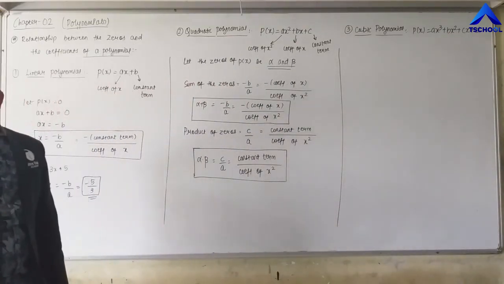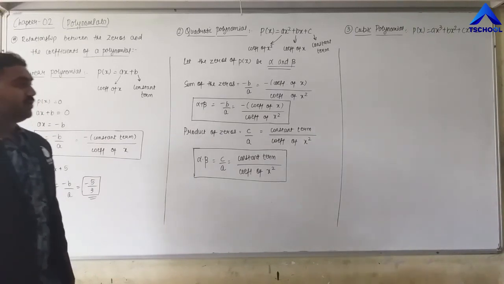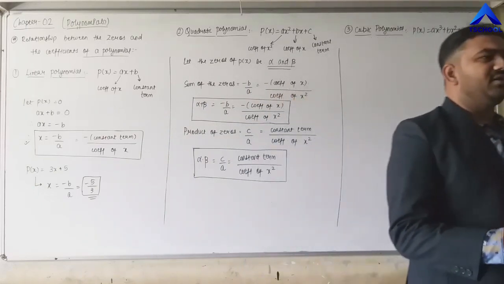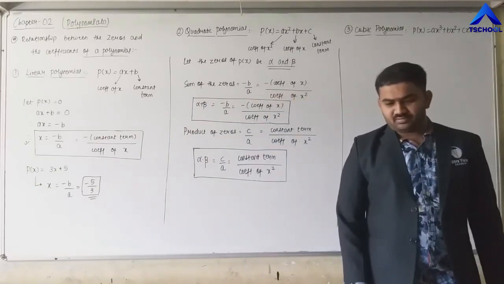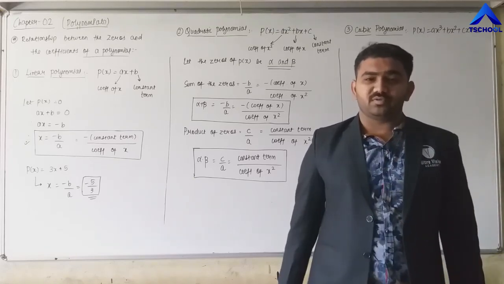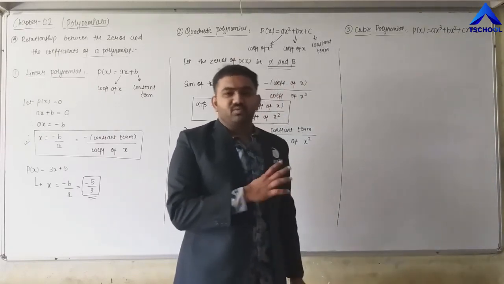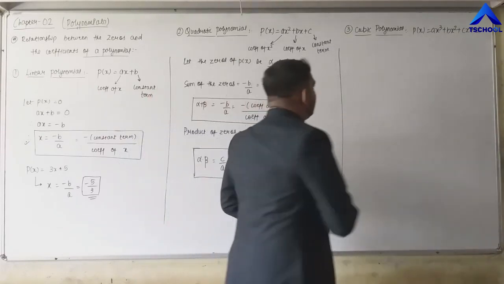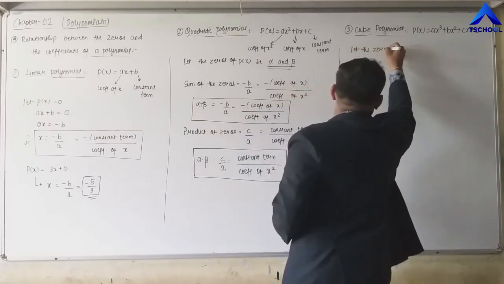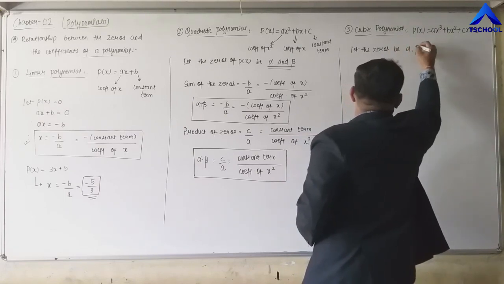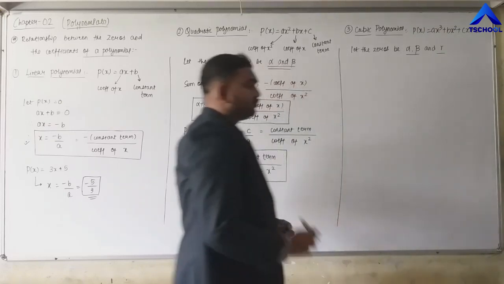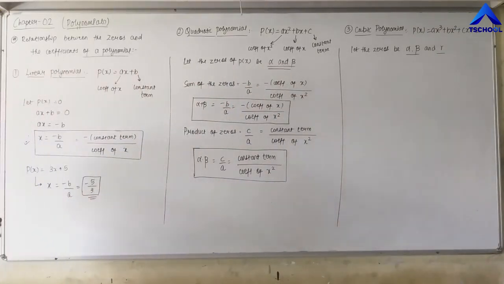Now we are going to discuss the cubic polynomial. Note that sums related to cubic polynomials are not asked in the board examination, but it is quite important for future purposes, as it is quite relevant for class 11. So we are going to discuss it here. Let the zeros be alpha, beta and gamma. So how many zeros will this cubic polynomial have?